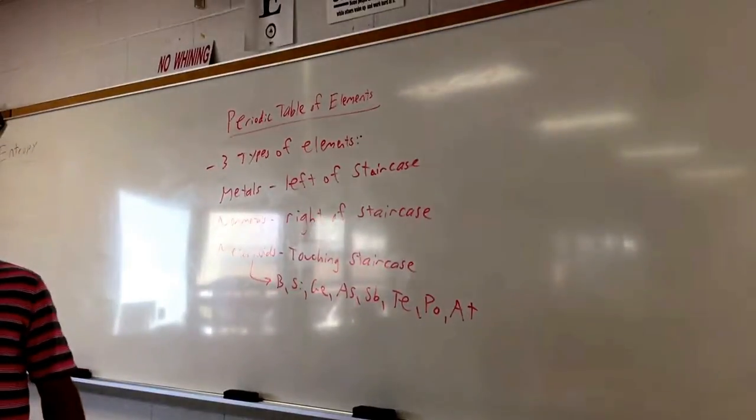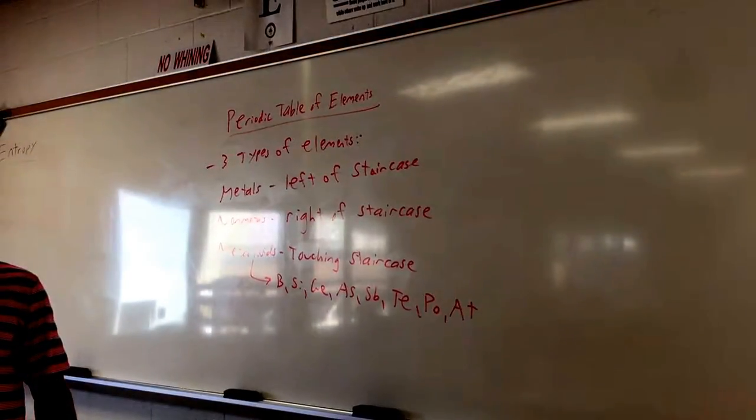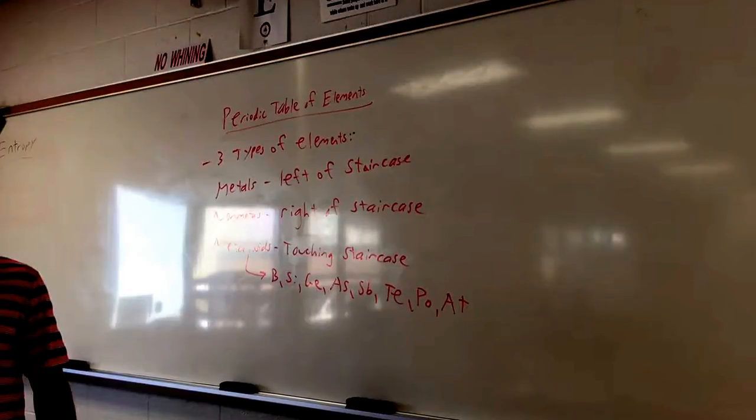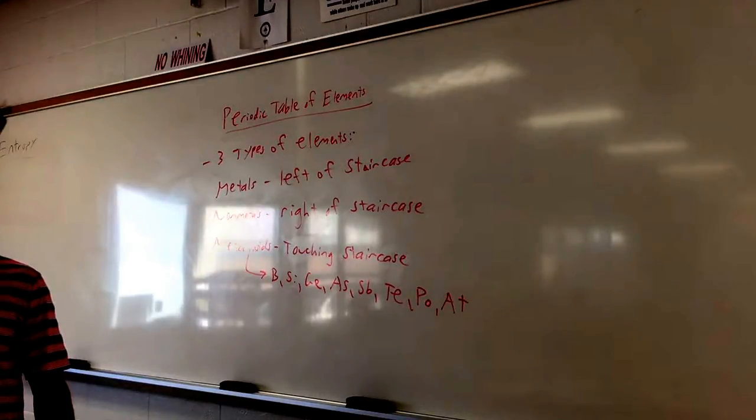So look over here, please. Here's your staircase. Everybody look over here. I'm trying to help you understand this. At, Po, Te, Sb, As, Ge, Si, and B. All of them are touching the staircase. This is the only exception. Al is touching the staircase, but it is not a metalloid, it's a metal.